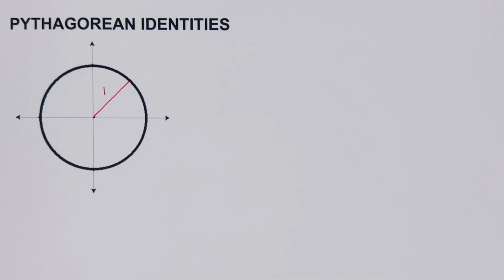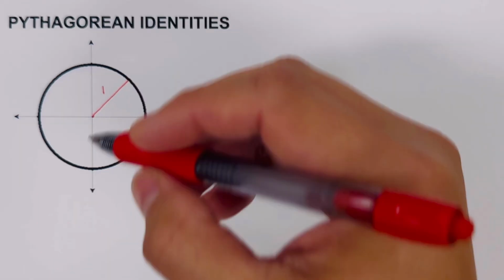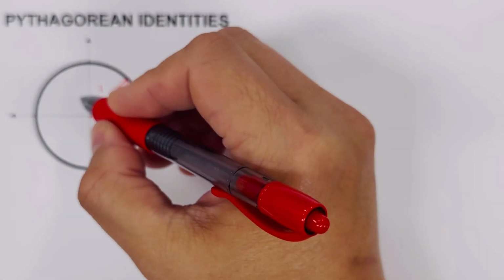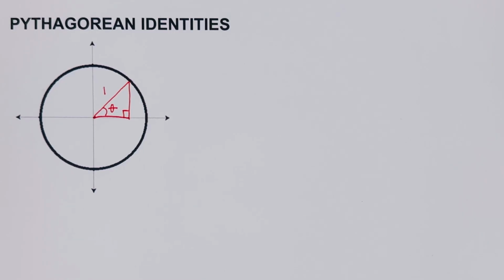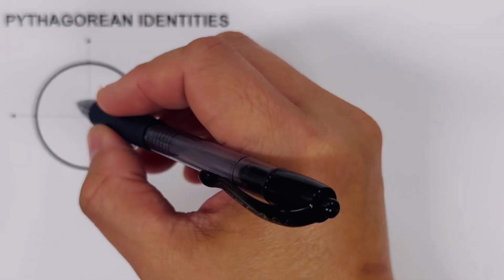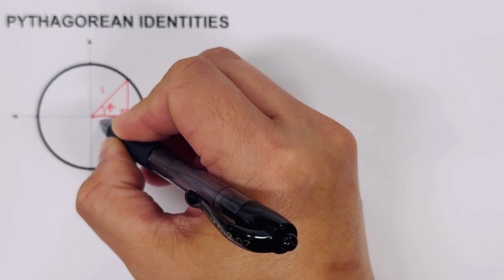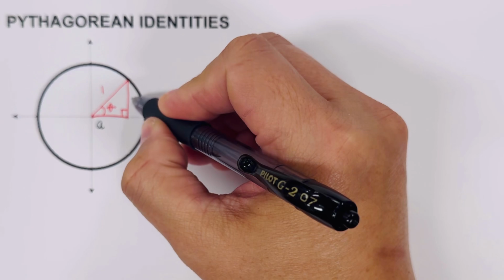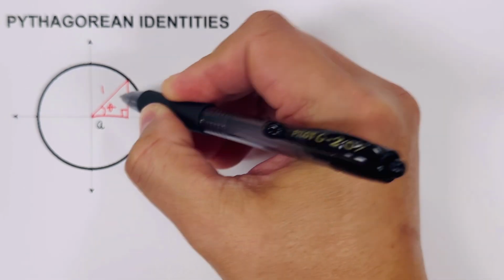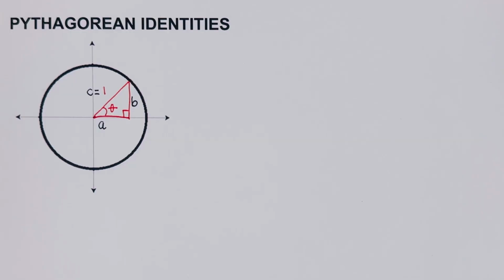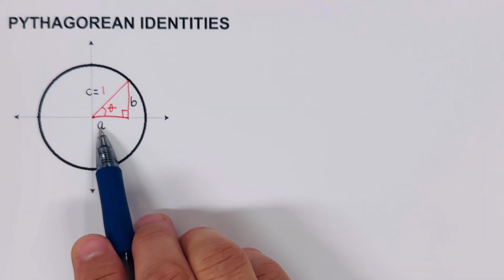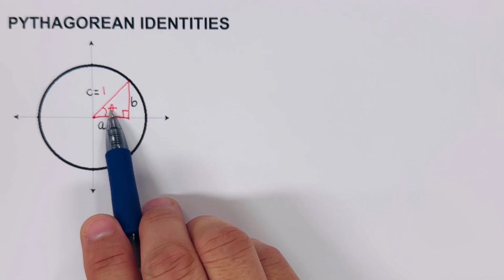From here, we can go ahead and create a right triangle. We can take this corner right here as our angle theta. Since we have a right triangle right here, we can go ahead and assign this first leg as A, this other leg here as B, and the hypotenuse as C, which is equal to 1. Now let's look at A in terms of the angle theta.